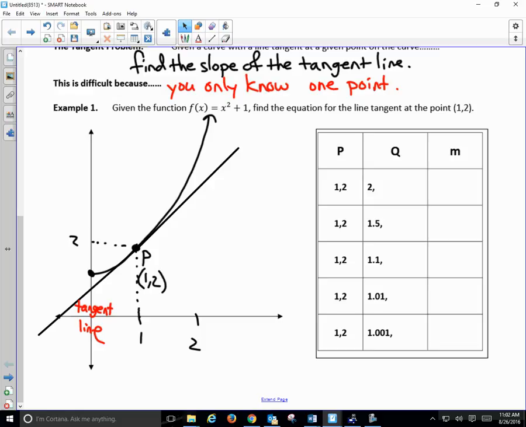So what we're going to do is we're going to create a second point, because you said, and I agree, that right now we need 2 points. So let's create a second point. We will call it point Q. We'll make it have an x value of 2. If it has an x value of 2, what is the y value? 5. How do we get 5? Plug it in. 2 squared is 4 plus 1 is 5.